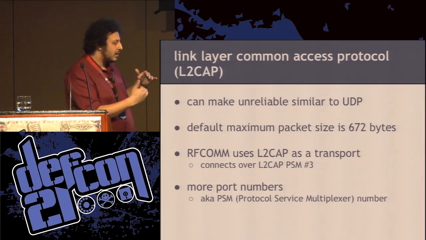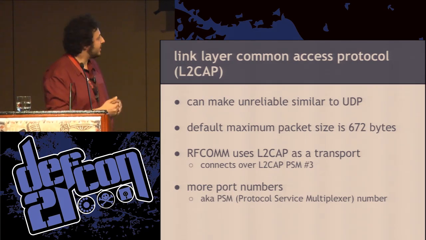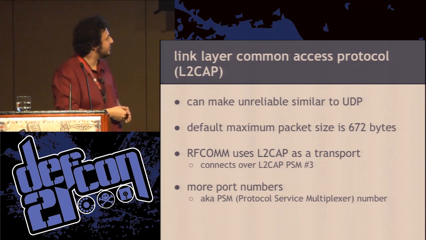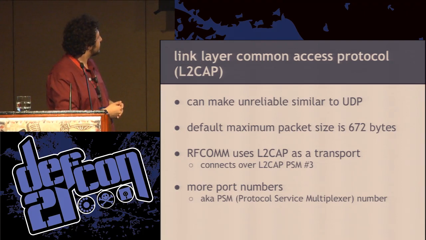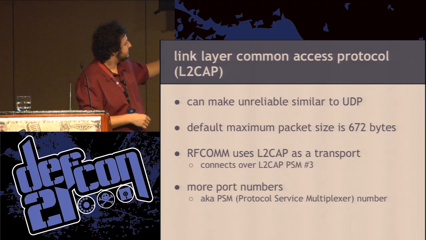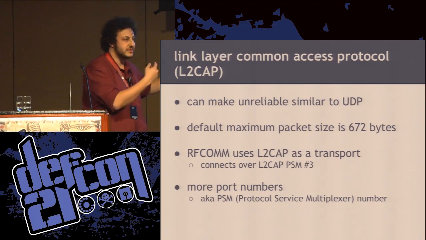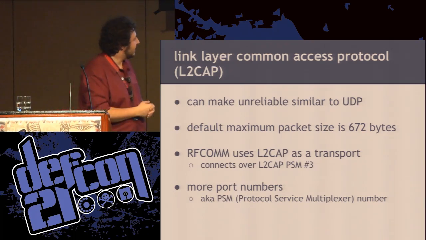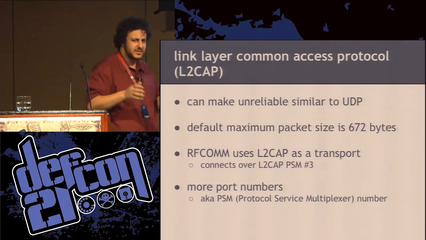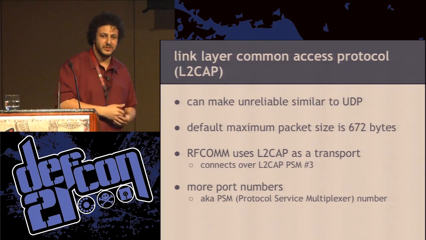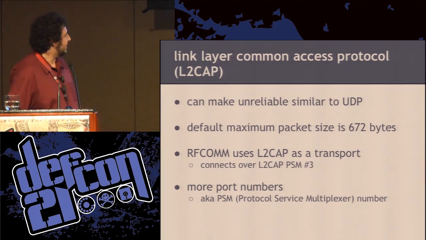Okay, L2CAP underneath RFCOMM. So you can make it unreliable, like UDP, but that's not really in the interest of this stuff. And the default maximum packet size is 672 bytes, so you can send them over in chunks. And then RFCOMM sits on top of L2CAP. So there's a PSM or a channel number 3 in L2CAP, which RFCOMM runs over. And it has way more port numbers. So I scan up to 65,000, and somewhere people advertise as like 40,000, and it's all the odd numbers, which is weird that you just have odd port numbers, but it's a weird protocol.